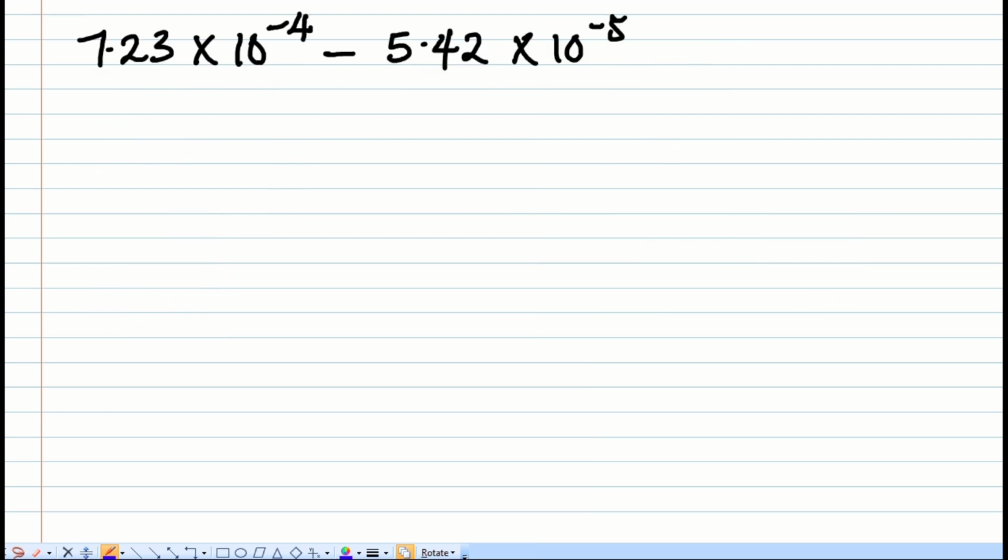So let's see the next one. Now we have 7.23 times 10 raised to the power minus 4 minus 5.42 times 10 raised to the power minus 5. Now, we are not so lucky this time around because it's observed that the powers of 10 are not the same. So we can't factor out immediately.